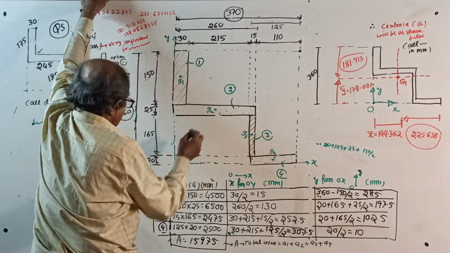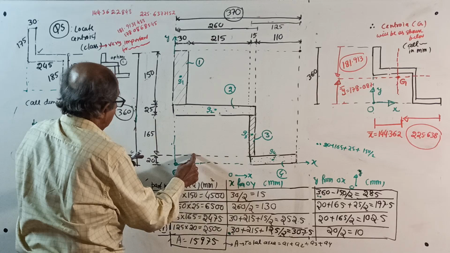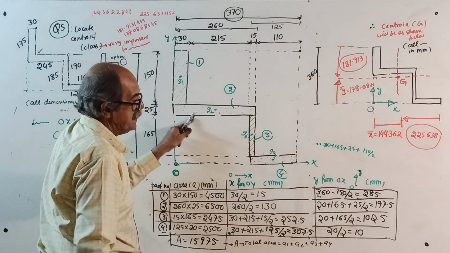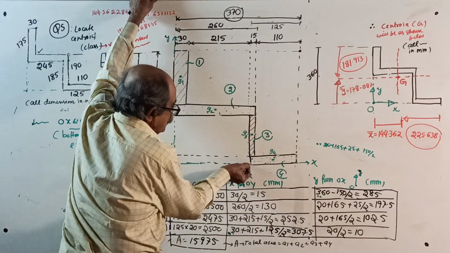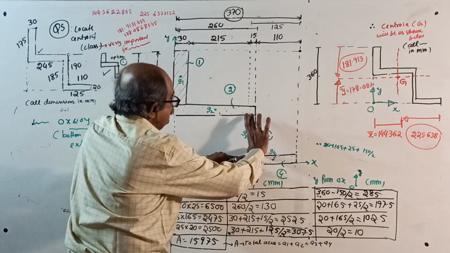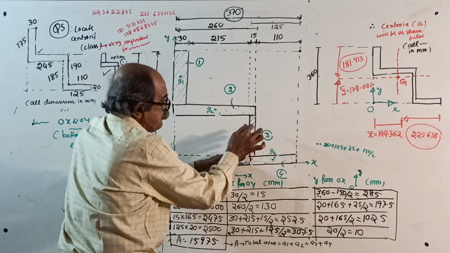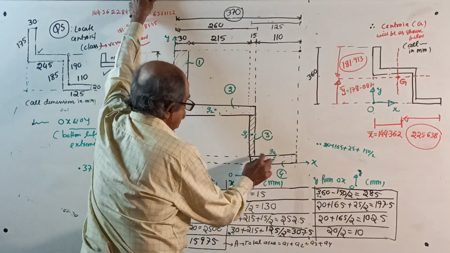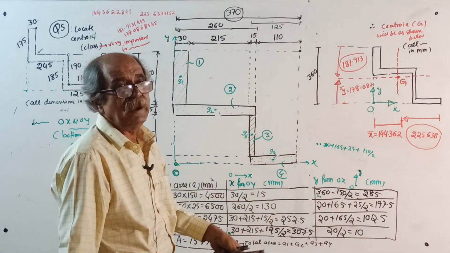Figure number 2 here. See, from here, remember, 20 plus 165 you reached here, plus 25 by 2. Crystal clear. Figure number 3: from here to here is 20, then plus this depth is 165. So 20 plus half of 165, you got 102.5. Figure 4: this is 20. From here to here is 20 by 2 equal to 10.